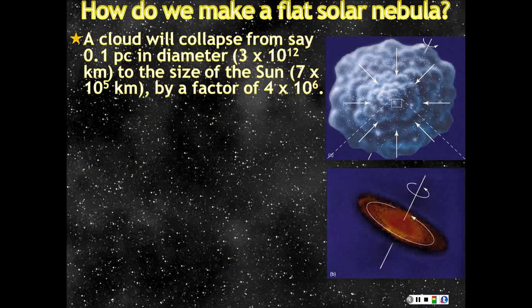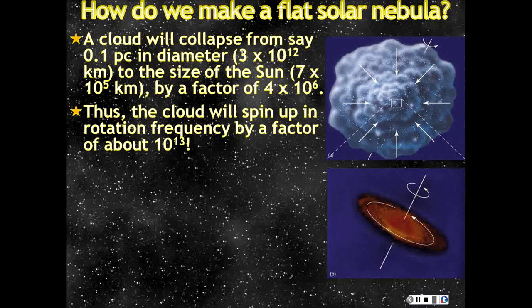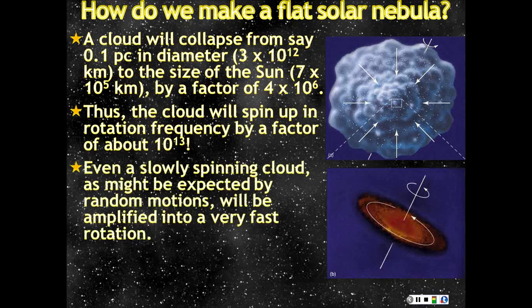And so we can put in some numbers and say, okay, let's say we start from something fairly small, 1/10 of a parsec, and we collapse down to the size of the sun. So saying that most of the material ends up in the sun, it's going to go down by a factor of 10 to the 6. And so what that means is that the cloud will spin up by the square of that, and so we've got a factor of 10 to the 13.